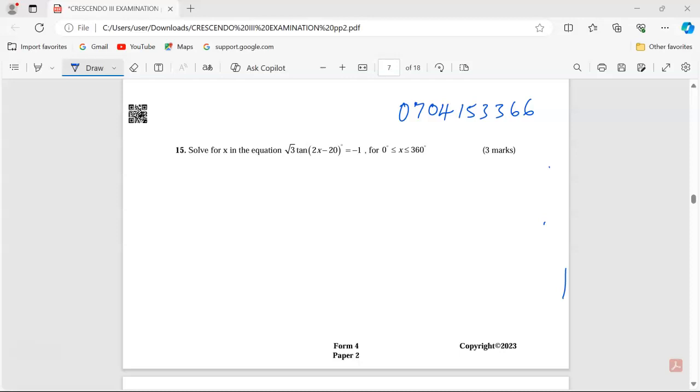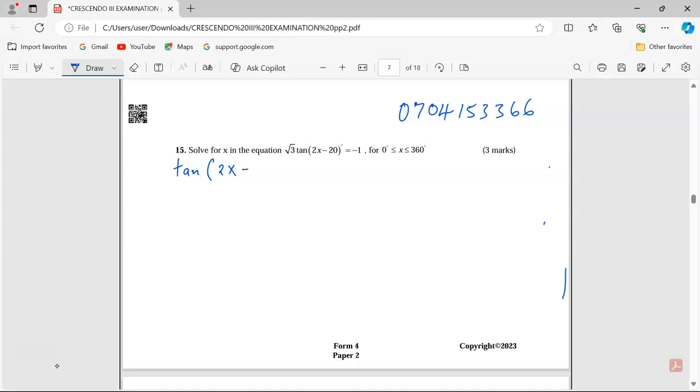What we're going to do in this case is to first of all ensure that we remain with tan of (2x - 20) equivalent to negative 1 out of the root of 3. It's good to know that now we need a certain acute angle. Let me call it alpha, which is given by tan inverse of 1 out of root 3. And this acute angle is going to be exactly 30 degrees.